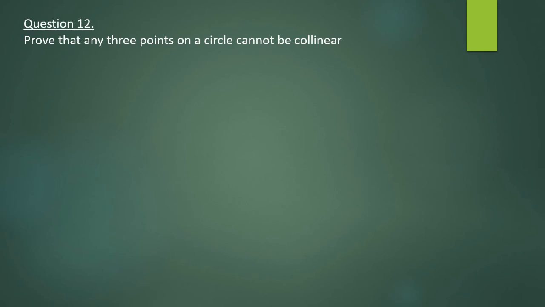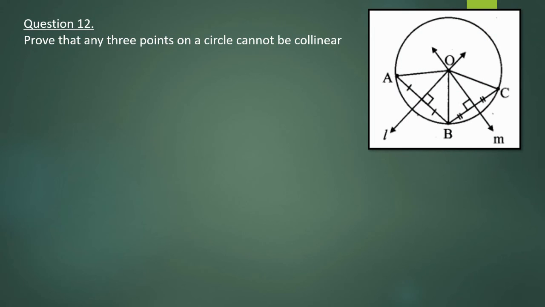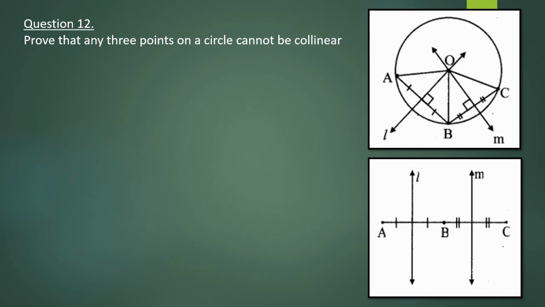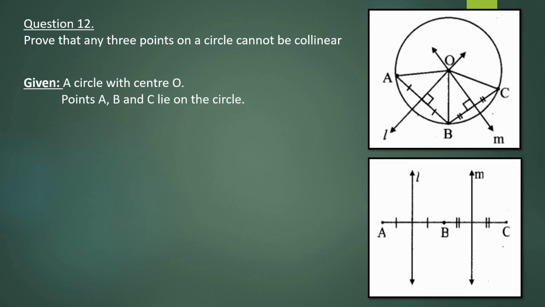Question number 12, we have to prove that any 3 points on a circle cannot be collinear. So let us write what is given. A circle with center O, points A, B and C lie on the circle, and we have to prove points A, B and C are not collinear. Let us start with the proof.